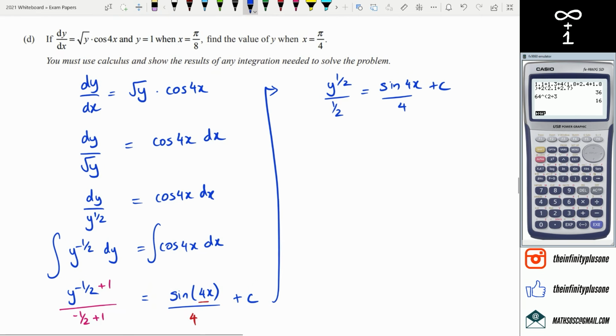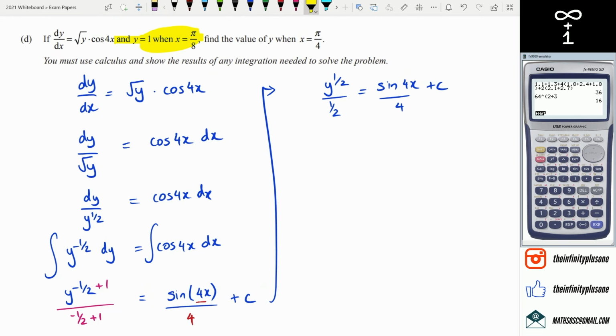Now, as we did in question 1e, we've got this yellow information here, which we're going to use to figure out what c is. And then once we figure out what c is, we're going to find the value of y when x equals pi over 4. So because we've got x is equal to pi over 8 and y is equal to 1, I've got 1 to the power of half divided by half. Divided by half is the same thing as multiplied by 2, so I'm just going to rewrite that. So I've got 2 square root of y equals sine 4x over 4 plus c.